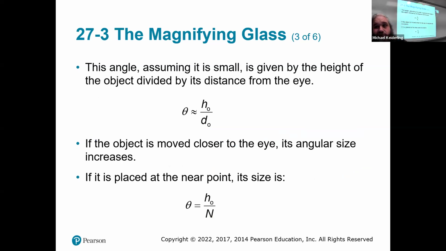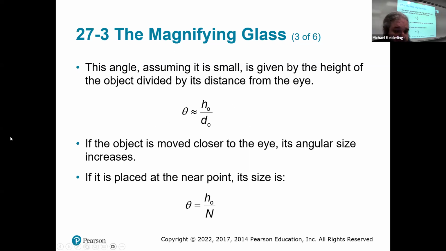And if it's a small angle, you can use the small angle approximation, and theta is approximately h naught over d naught. And if the object is moved closer to the eye, its angular size increases. And if placed at the near point, its size will be h naught over the near point.